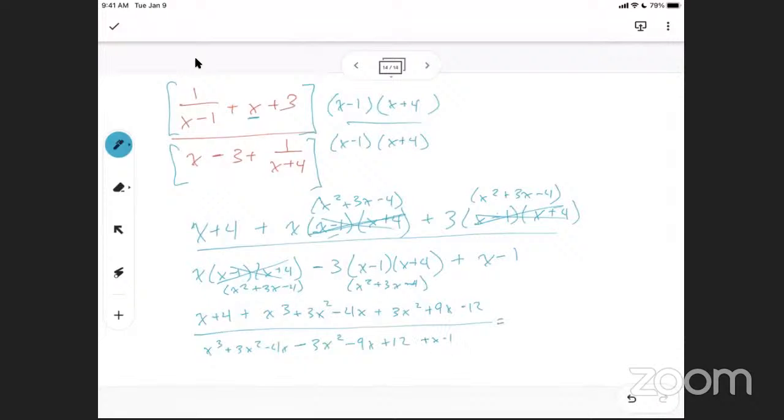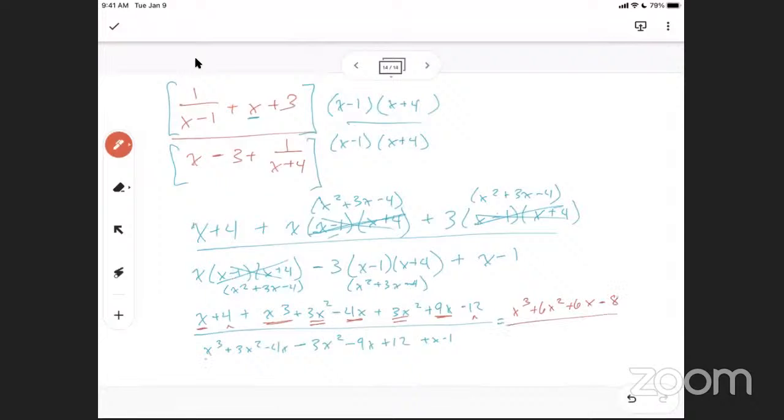Now let's just simplify these. So I've got an x cubed on the top. I've got 3x squared and another 3x squared, so that's 6x squared. I've got an x and a negative 4x, so that's negative 3x, and a 9x, so that's positive 6x. And then I have a 4 and a negative 12. Anything else? So that's negative 8. Yeah. So that's my top.